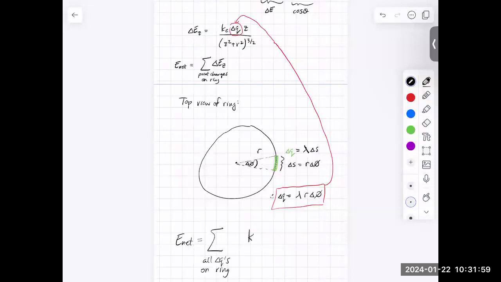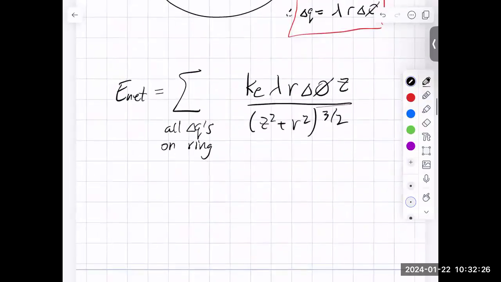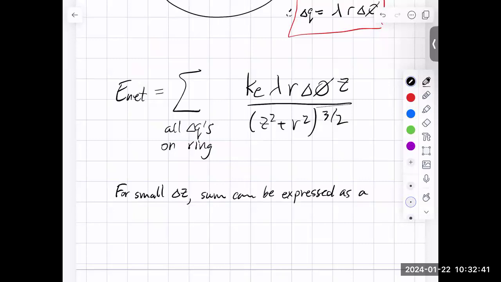So it's Coulomb's constant. Then for delta Q, we're going to put lambda r delta phi. And then we have a z, divided by z squared plus r squared to the 3/2. Okay, so it looks like a complicated little expression. Again, in the limit where delta phi is very small, we can express this sum as an integral.